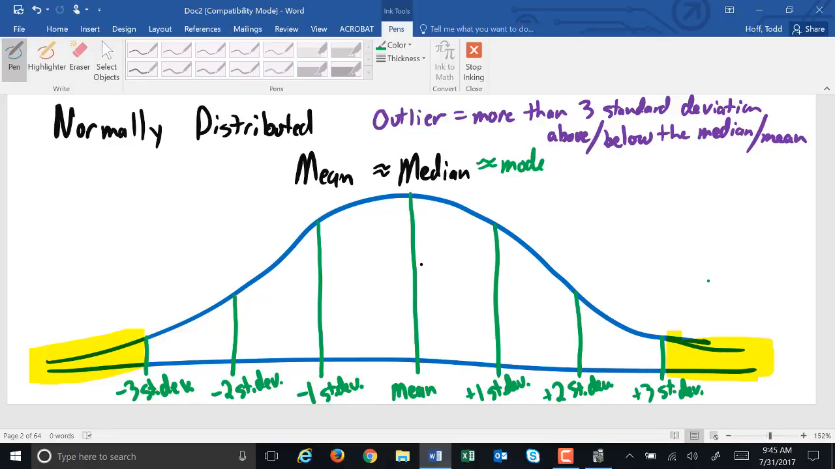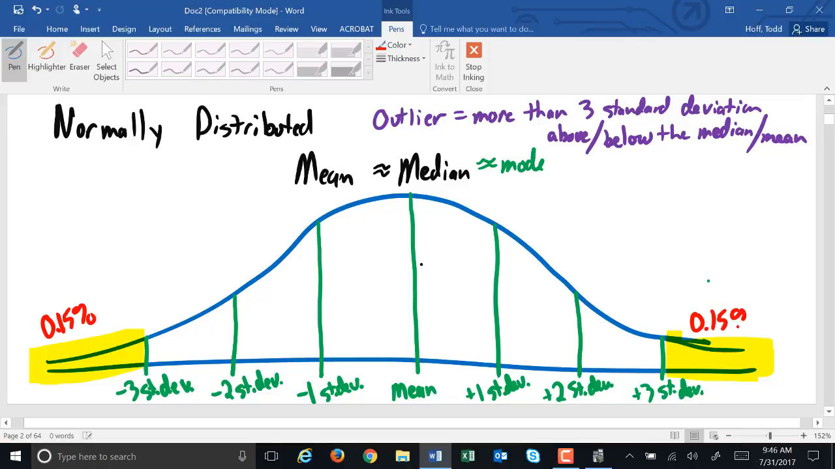Why are they considered outliers? Well, because less than 0.15% of the data will be less than 3 standard deviations below the mean. And less than 0.15% of the data will be larger than 3 standard deviations away from the mean, above the mean.